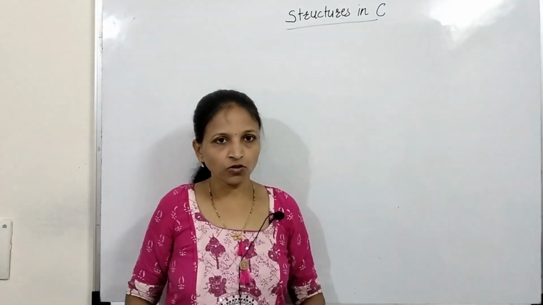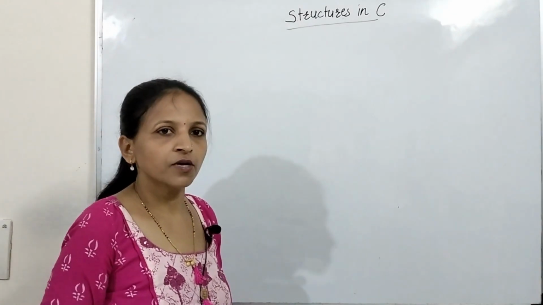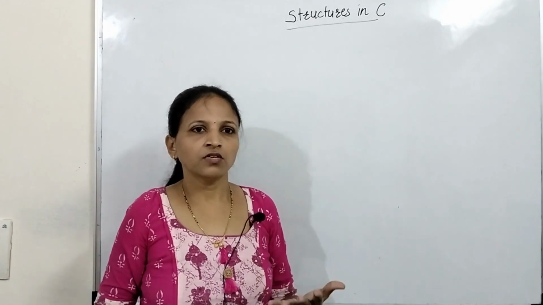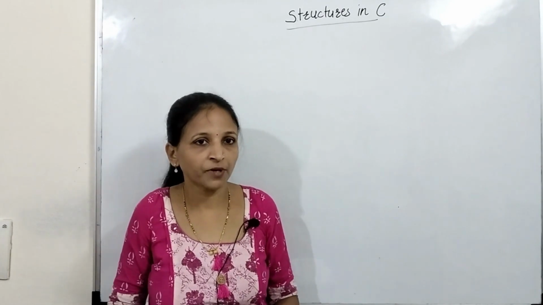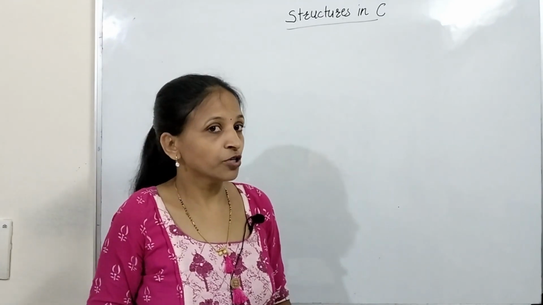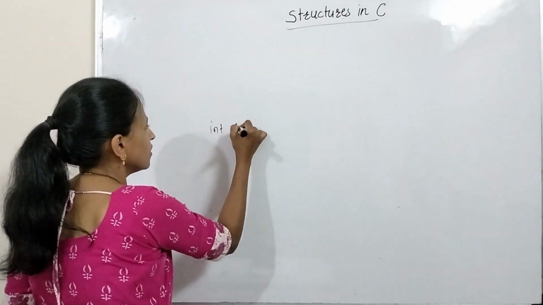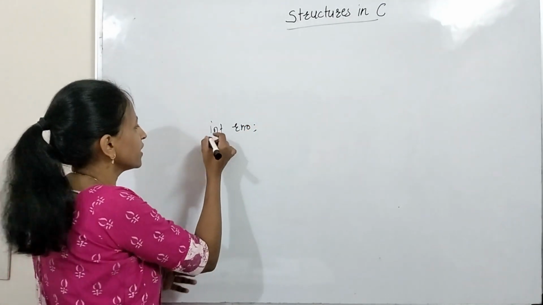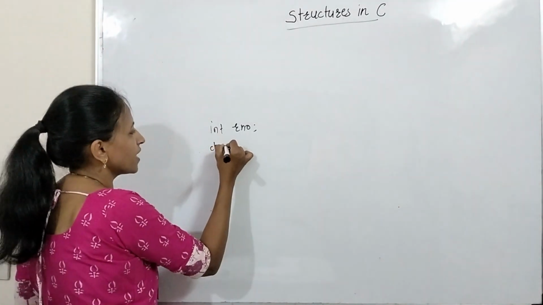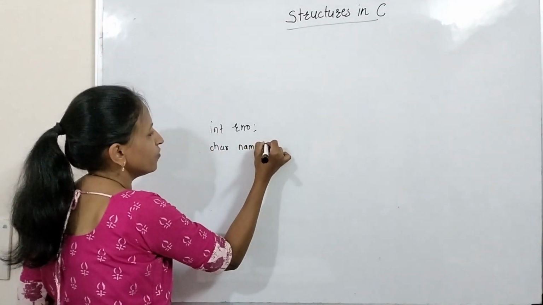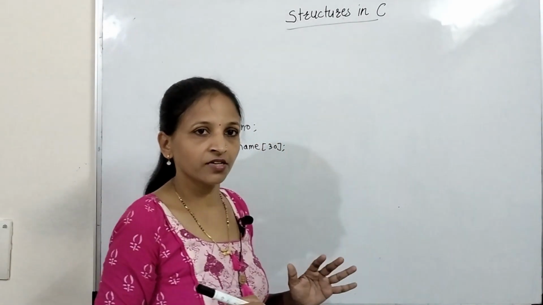Now suppose you want to store data about any student. A student will have roll number, name, marks, division, class, address, height. This type of information may be there about that particular student entity. Then what you can do? We will create one variable for storing roll number. In this way, we will create one variable to store the name of that student. Here we will use a character array. We will write char name[30], which means maximum 29 characters we can store here.